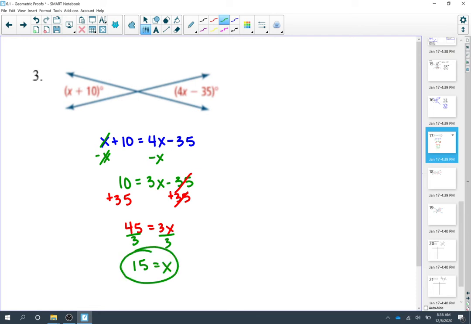If I were to ask you for the measure of the angles, I would have to substitute back in. Now, does it look easier to substitute back in here or back in here? And to me, it looks way easier to substitute back in here. So 15 plus 10 is 25. So I know this angle is 25 degrees, which means if I asked you for this angle, also 25 degrees.